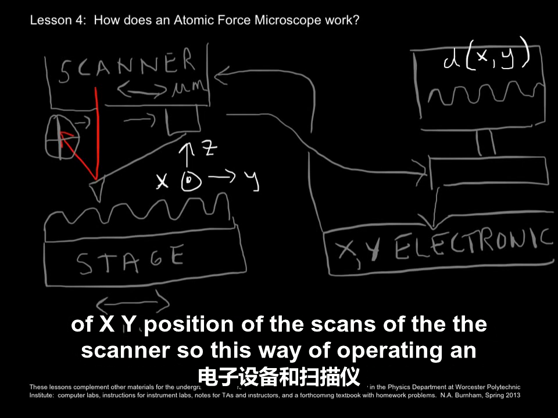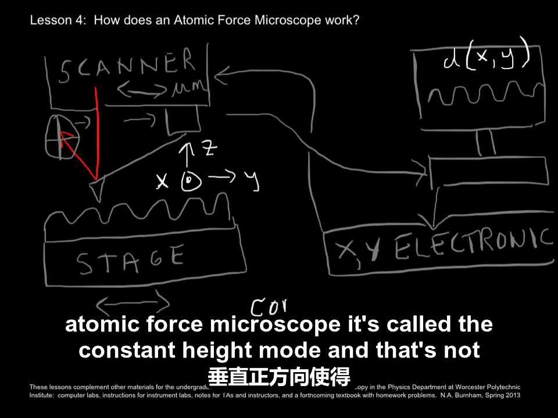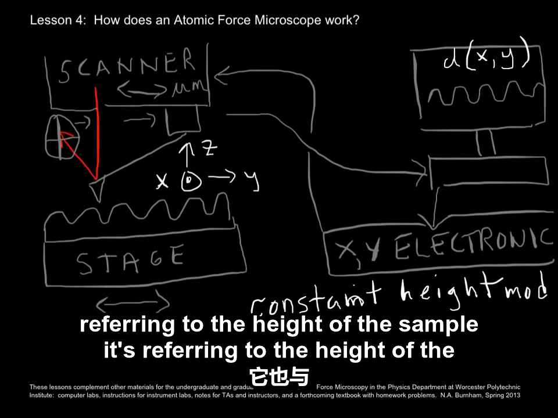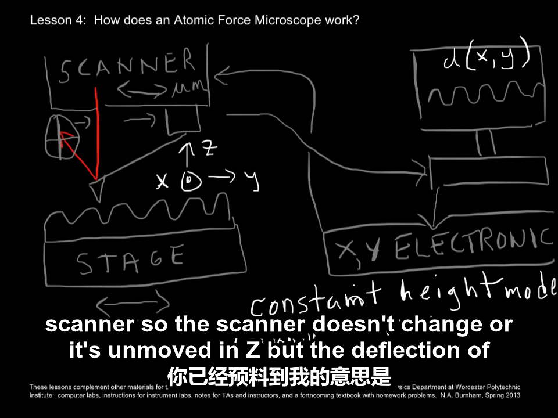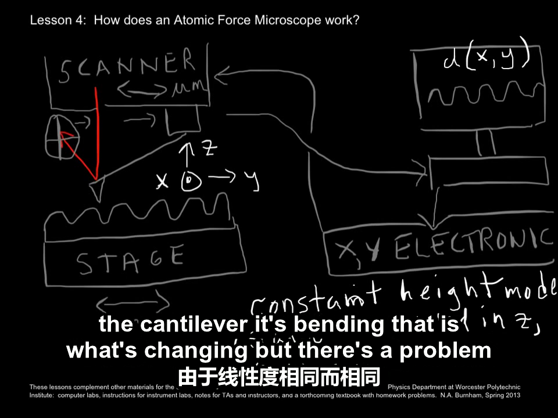So this way of operating an atomic force microscope is called the constant height mode. And that's not referring to the height of the sample, it's referring to the height of the scanner. So the scanner doesn't change, or it's unmoved in Z. But the deflection of the cantilever, its bending, that is what's changing.